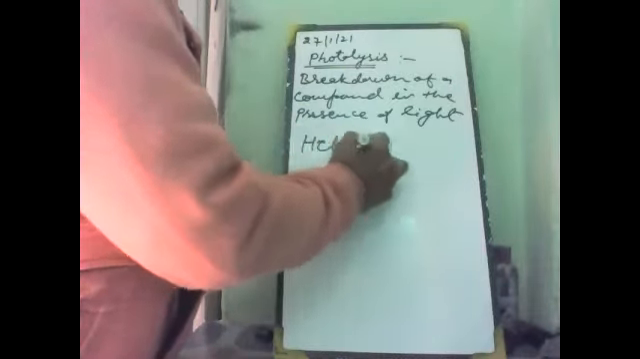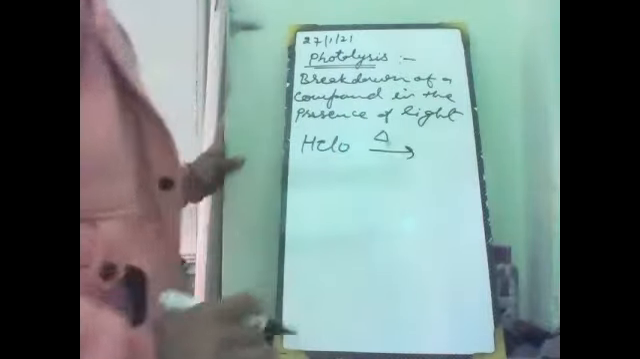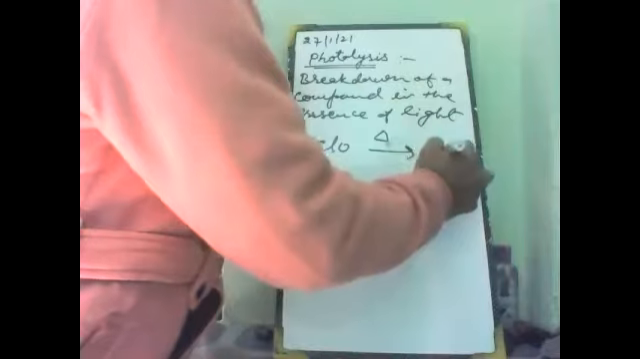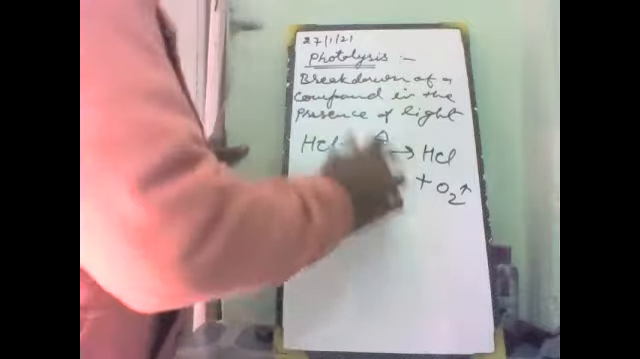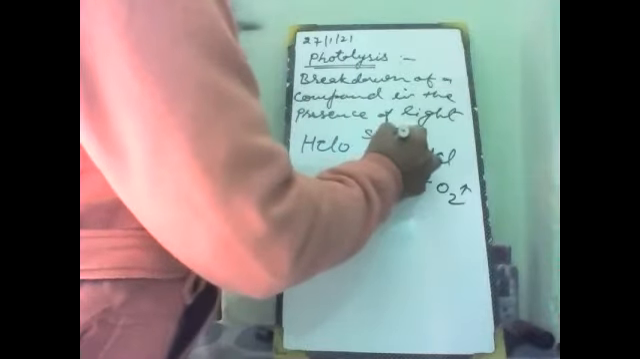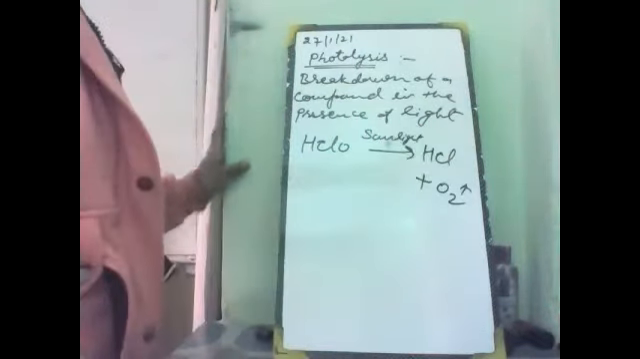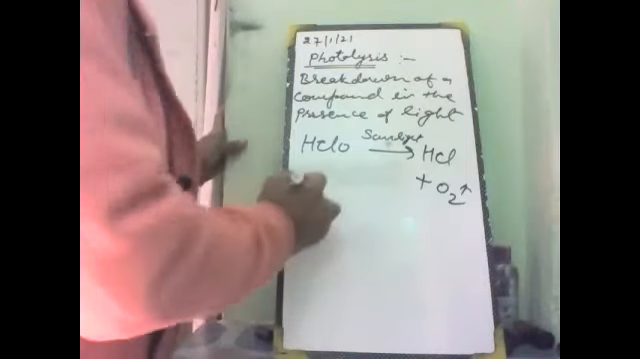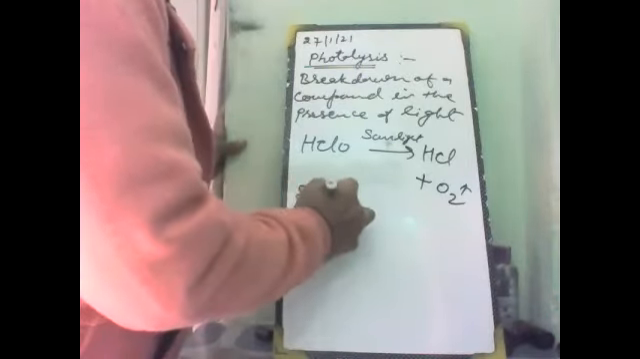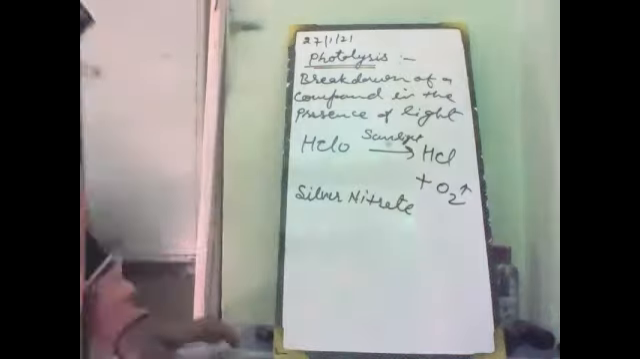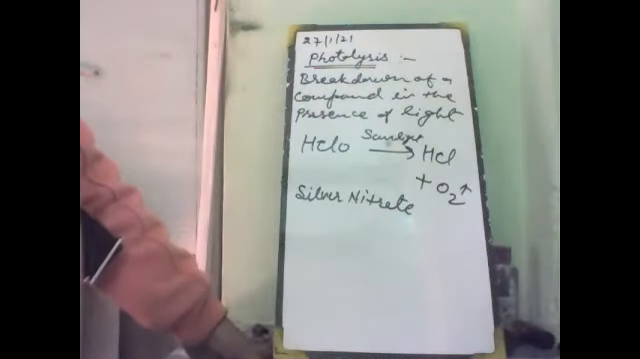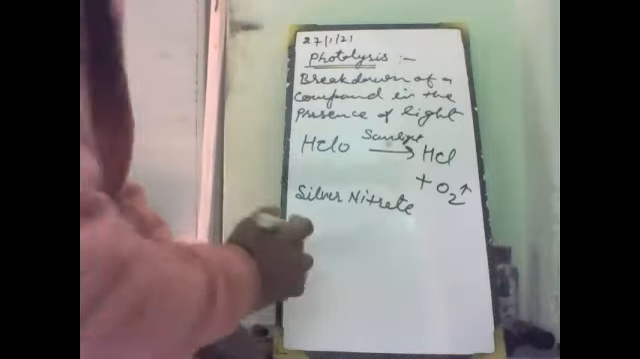An example is hypochlorous acid, HClO. When light falls on this compound, it changes into hydrochloric acid and oxygen. And the process is known as photolysis. Another example is silver nitrate. When we keep silver nitrate in sunlight, it decomposes into silver, oxygen and nitrogen dioxide.